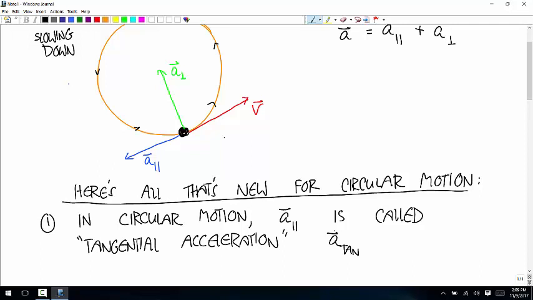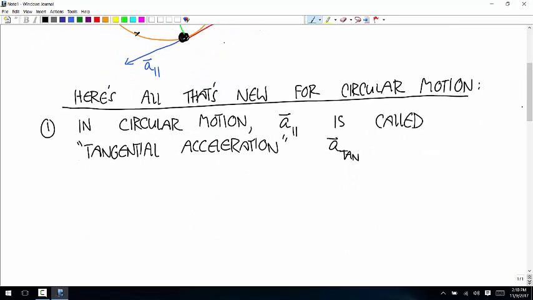Okay, so why is that called the tangential acceleration? Because it's a very simple reason. It's because it's a parallel and it's tangent to the circle at that point. So it's a really good descriptive name of what it is. These names only apply for circular motion, though, so for general motions, we're still going to call them a parallel and a perpendicular.